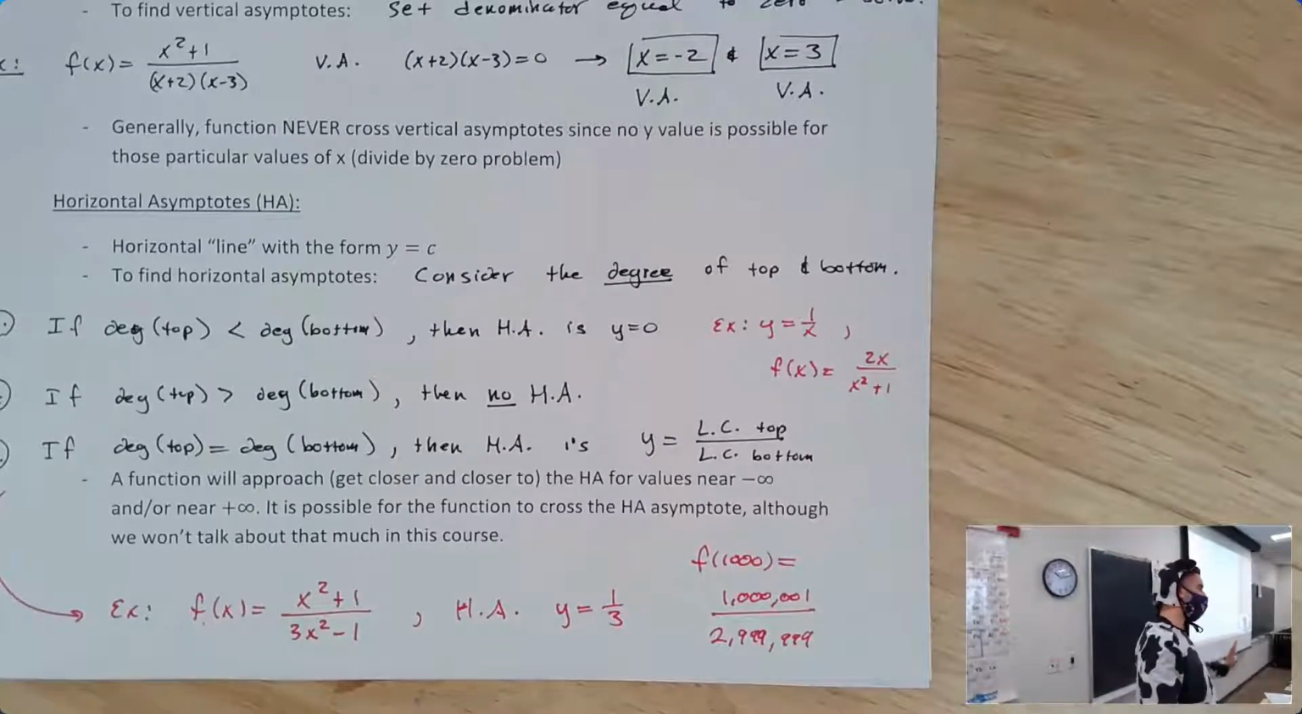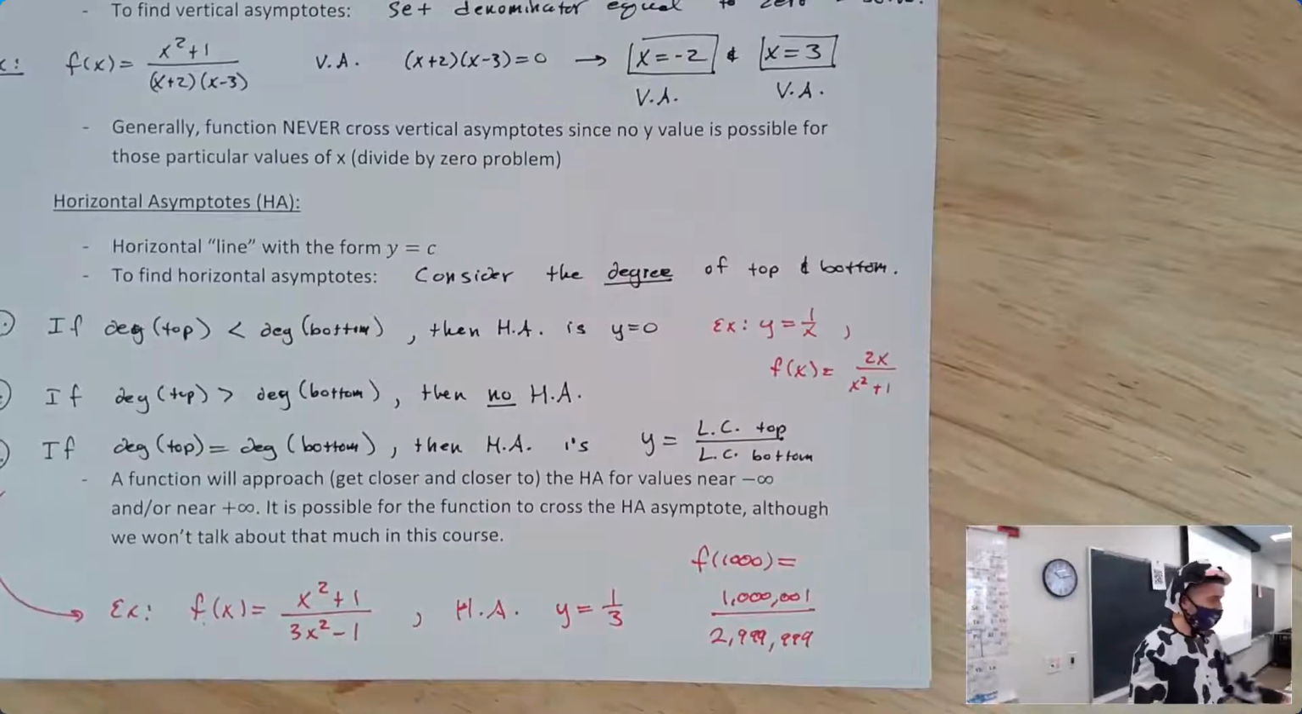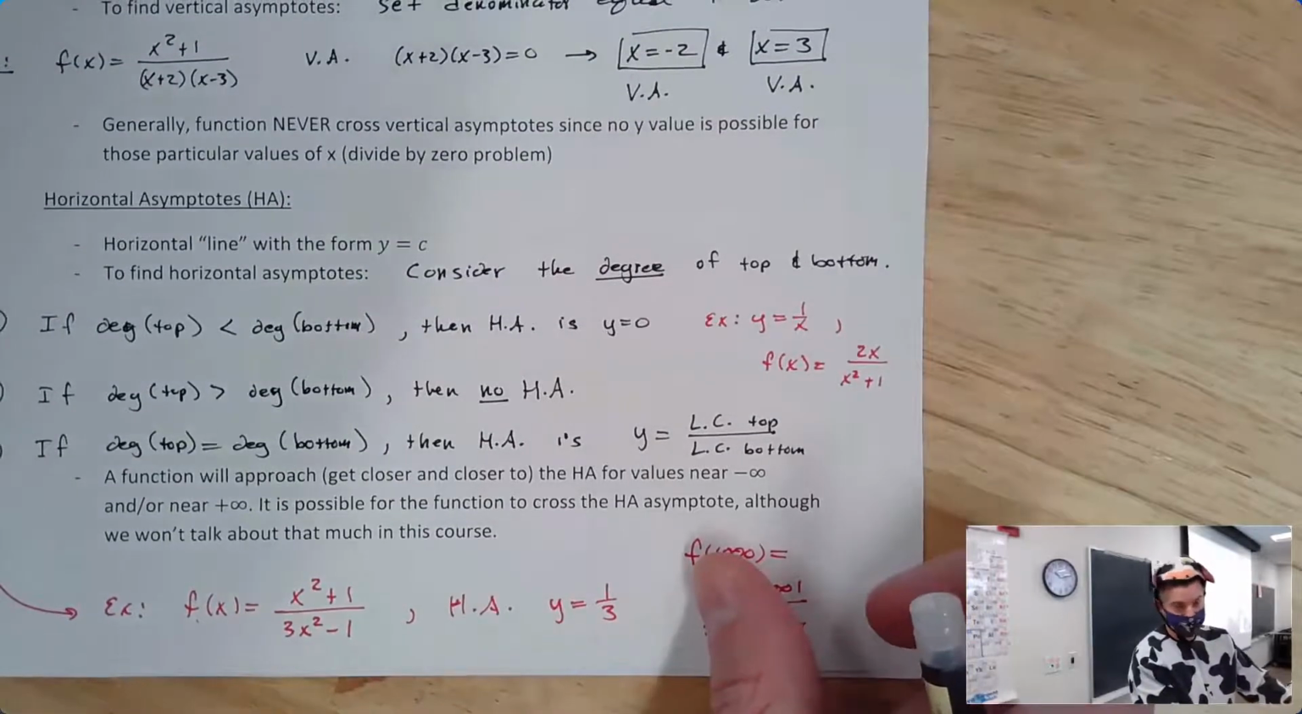And if the degree on top is larger, well, we'll talk about that more next class, because there is kind of a special case that we'll talk about next time. Slant asymptotes, if you've ever heard of them, is what I'm referring to. But that's for next class, not for today.